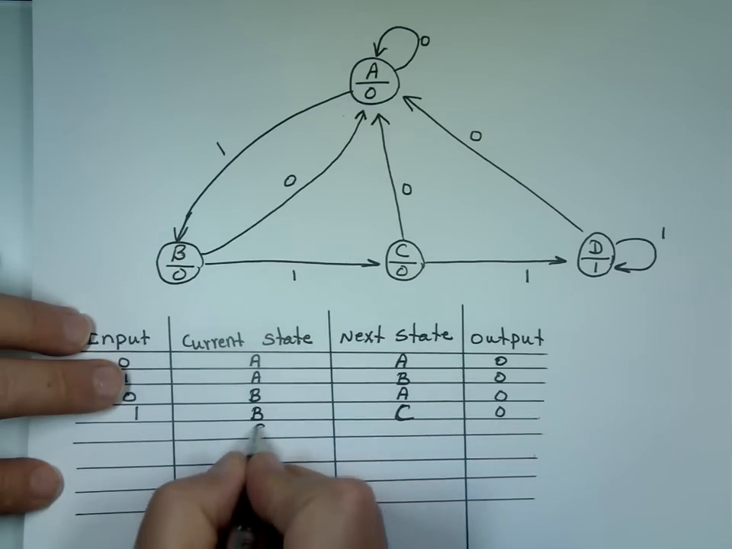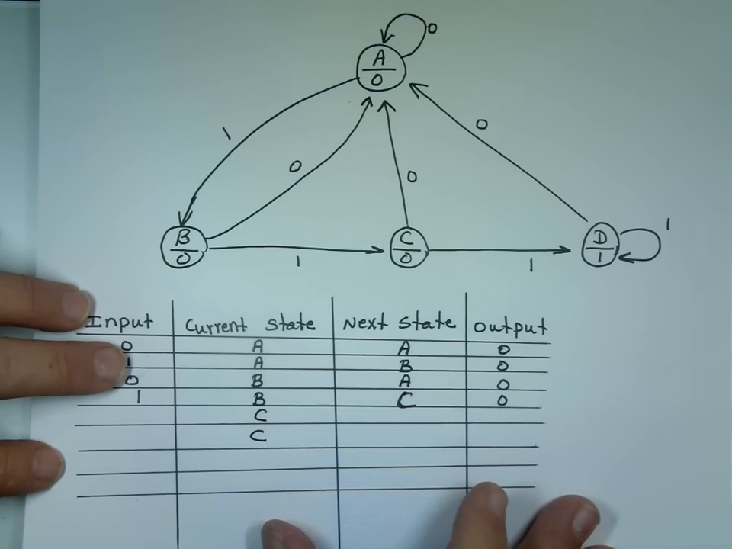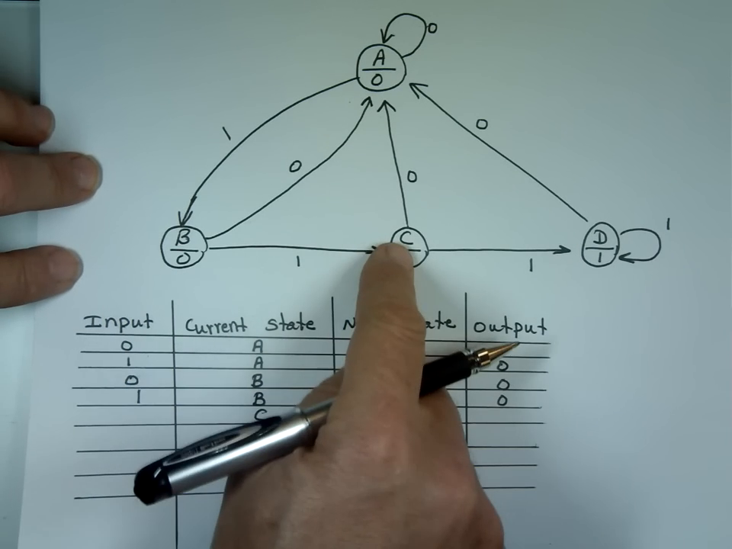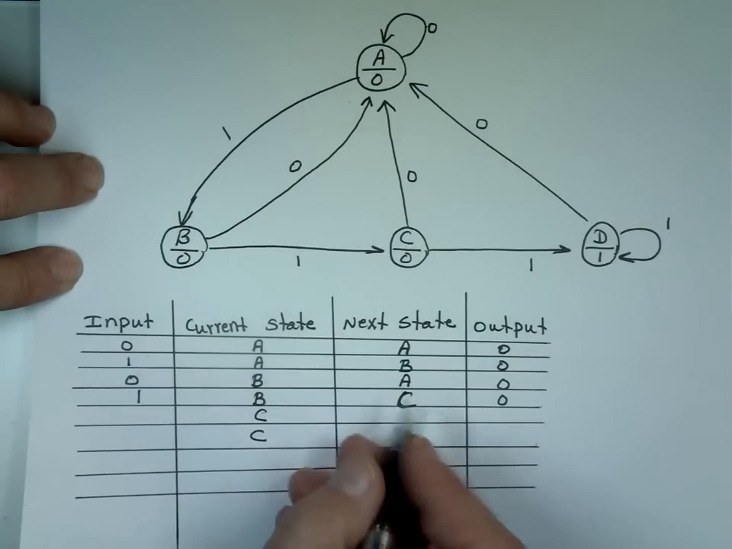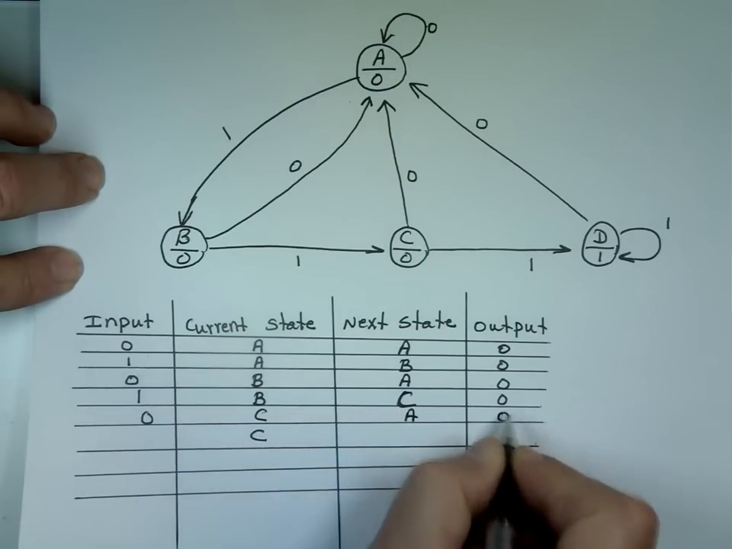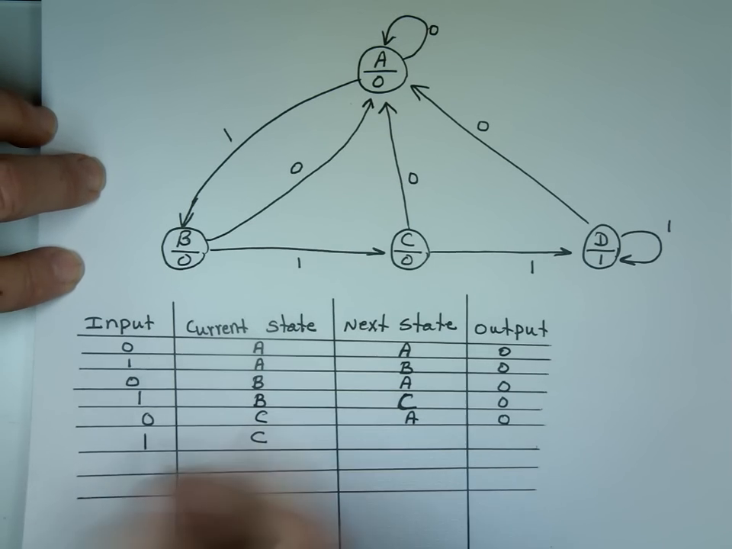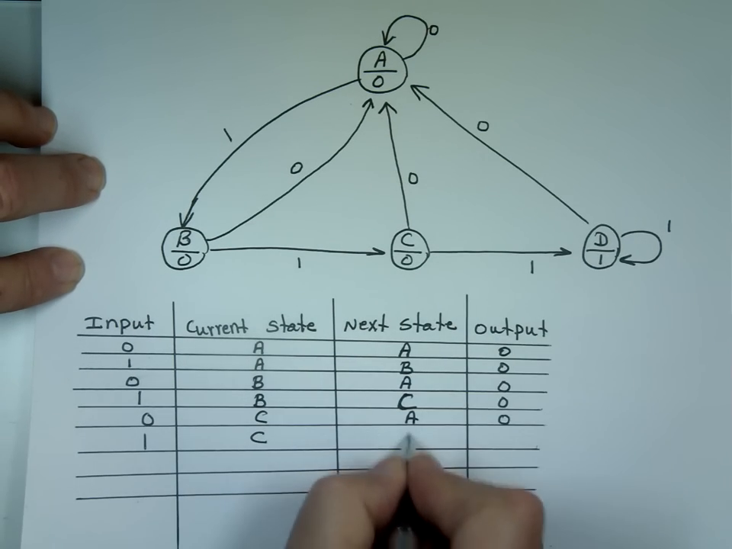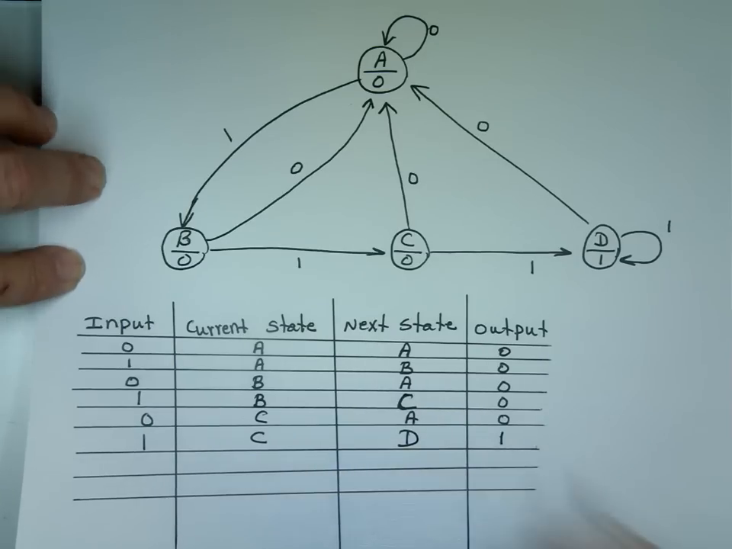Let's look at state C. If you put a 0 in it, what happens? You go back to A and you get nothing. But if you put a 1, you go where? D. Do you have an output now? Yes, 1.